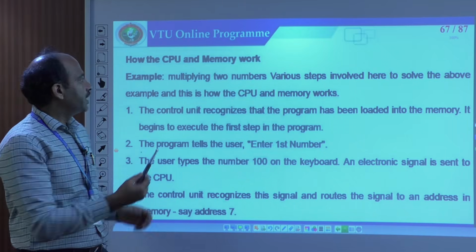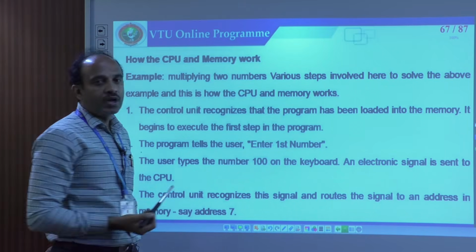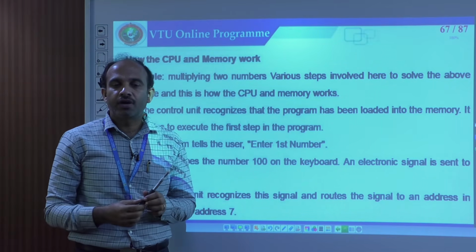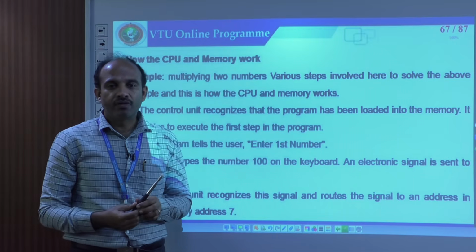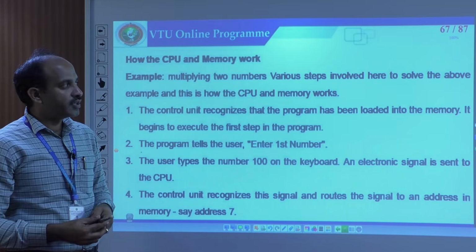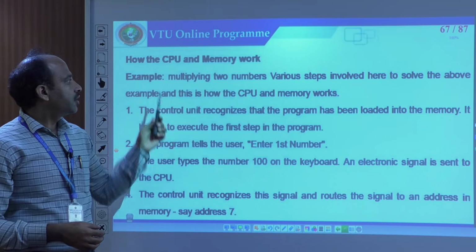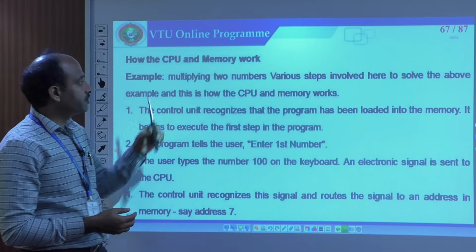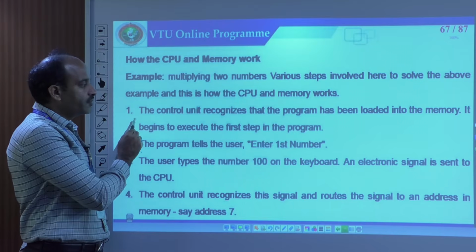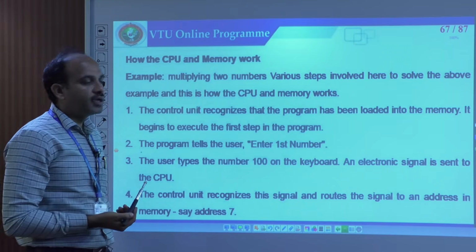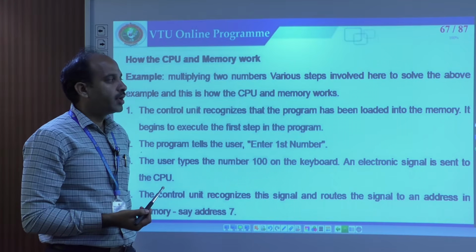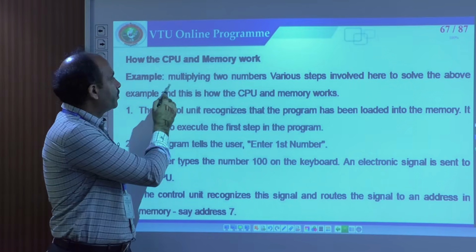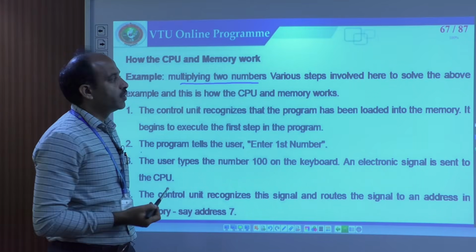But now we will try to understand how exactly the CPU and memory work when executing any one instruction. For example, here I have taken multiplying two numbers. I have given some steps showing how it solves the example, and how the CPU and memory work with respect to this. What is the first step? The control unit will recognize that the program has been loaded into the memory. That means the task is multiplying two numbers.